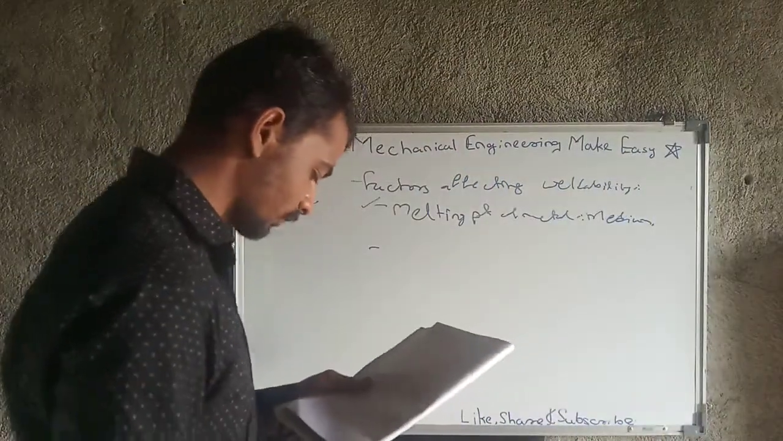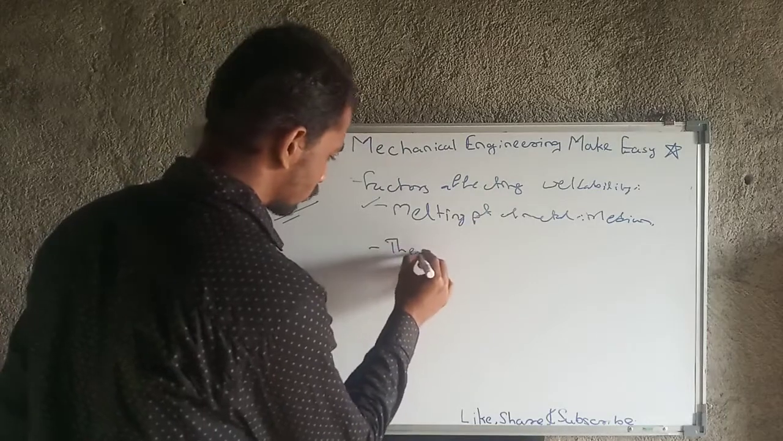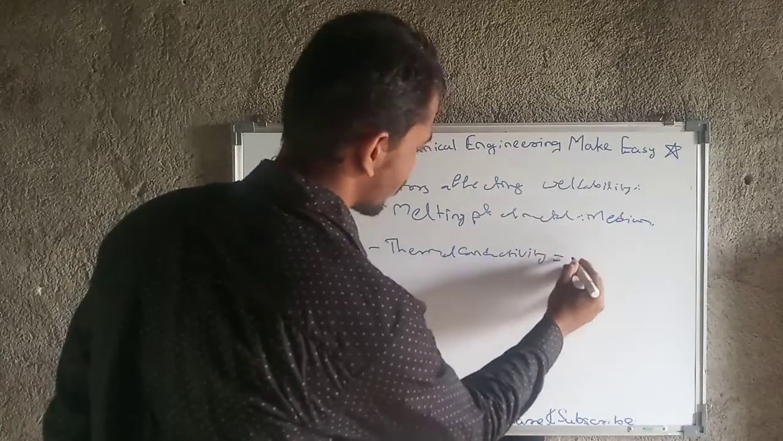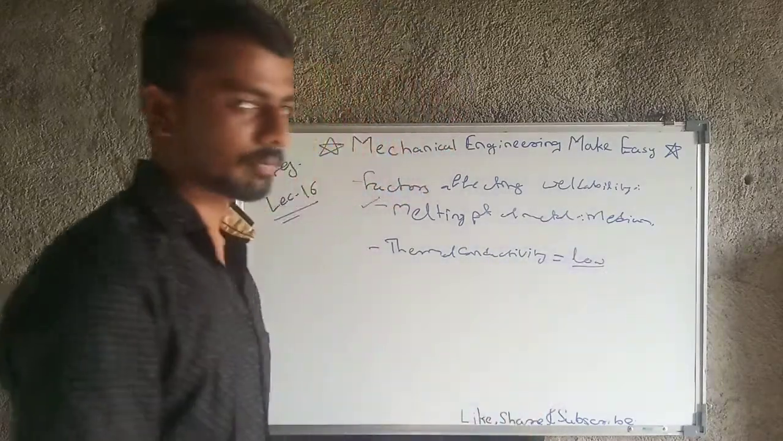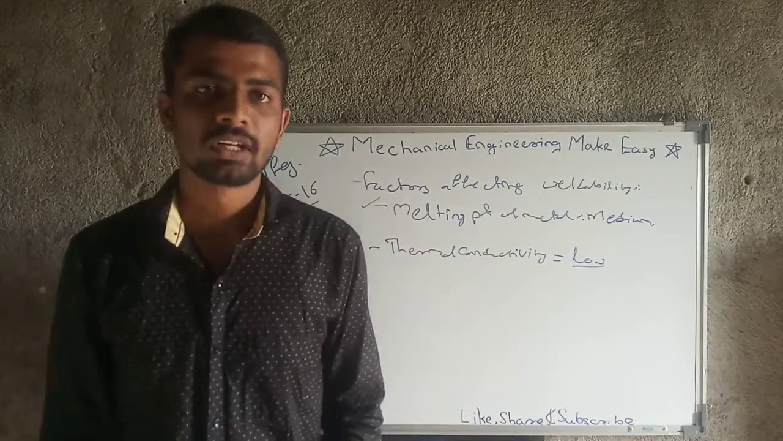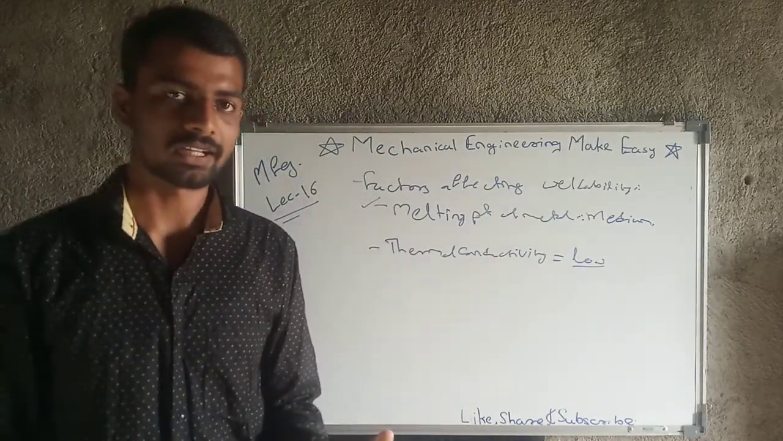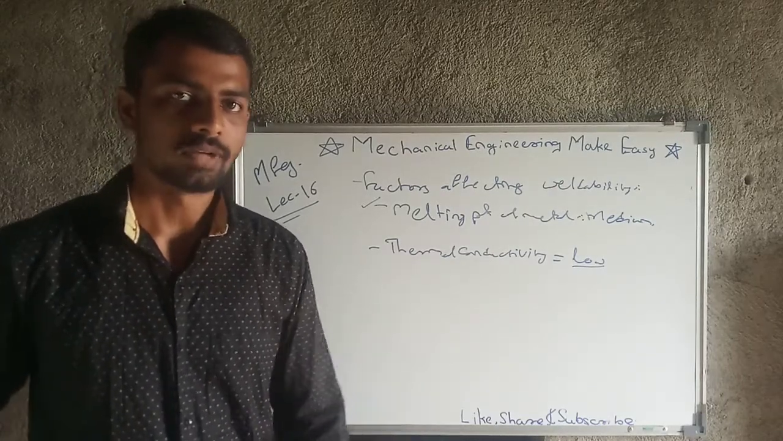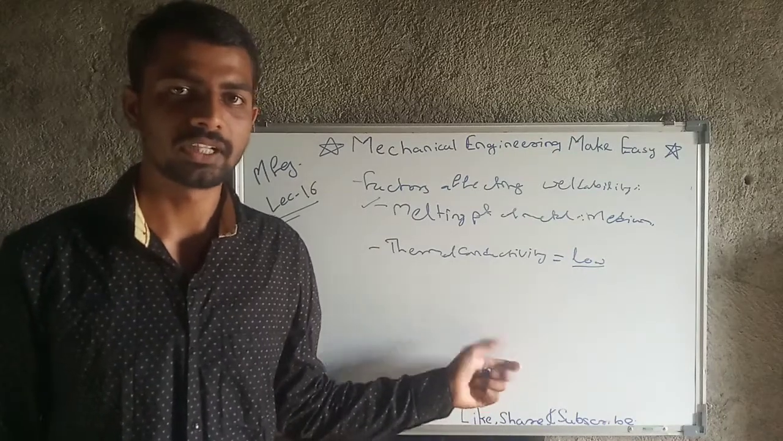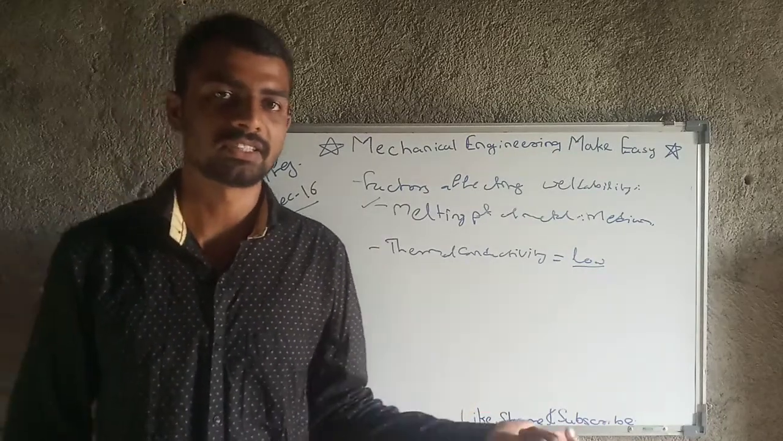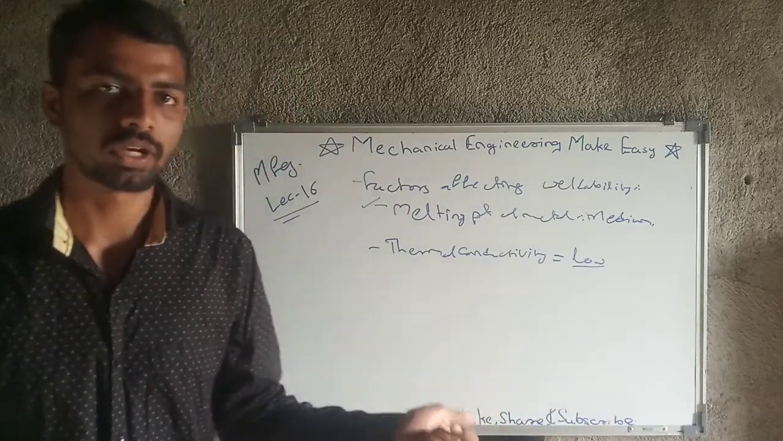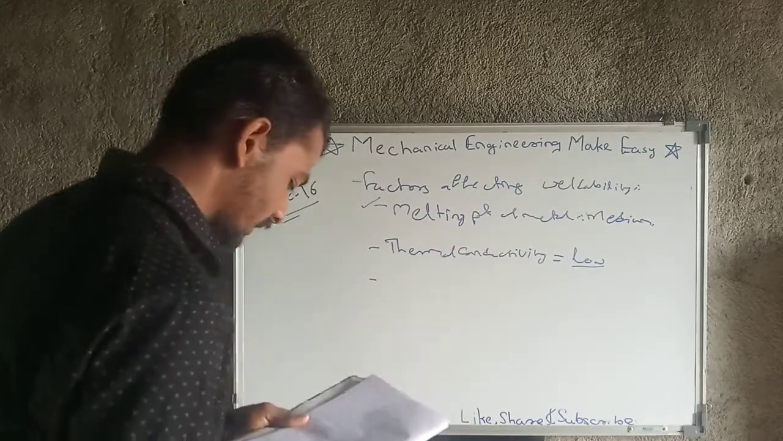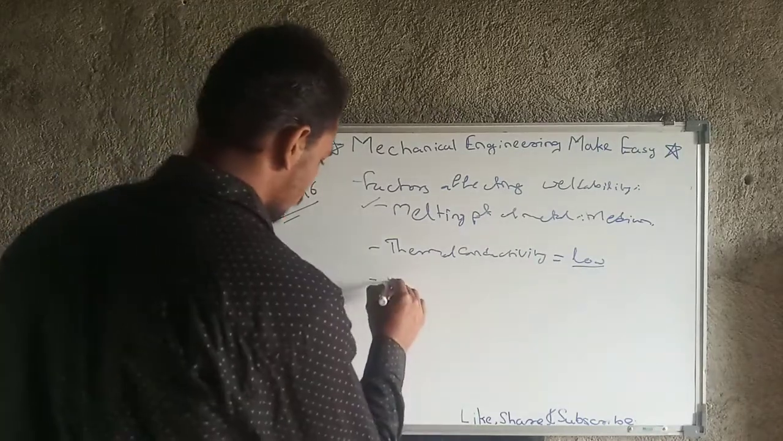Then the second factor is thermal conductivity. Thermal conductivity should be low, because if thermal conductivity is high, the heat will be conducted away by the material, and the heat at the location of the joint will decrease. So we will need to supply more heat, which decreases the efficiency and increases the welding cost. That's why thermal conductivity should be as low as possible. Then next is reactivity.